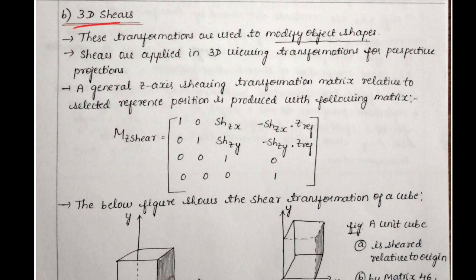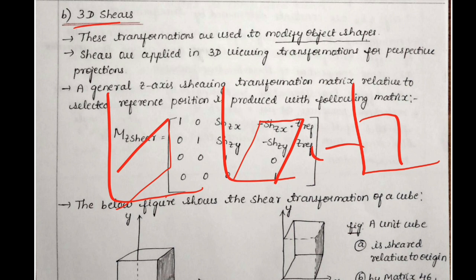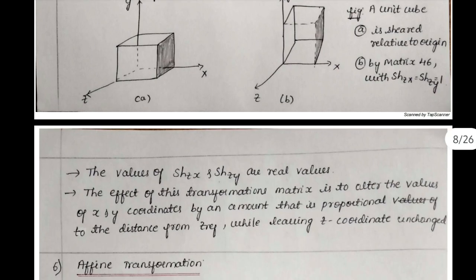In shearing, we will be modifying the size with respect to x, y, or z. In 2D transformation, remember this was the shearing. If we apply the shearing in the x axis, it will become like this, and if we apply the shearing in the y axis, it will become like this, right? So that's what is there in here also, 3D shearing.